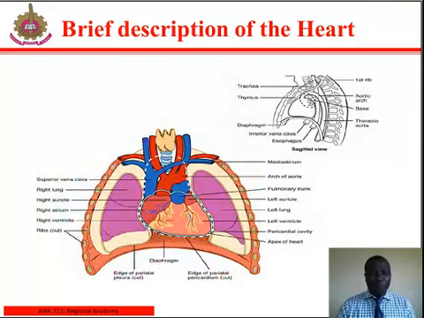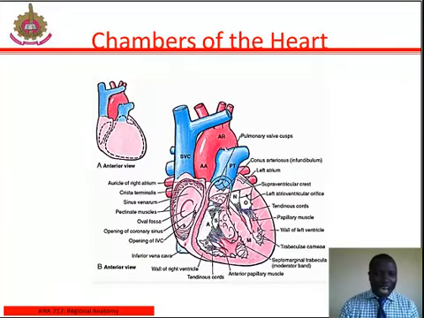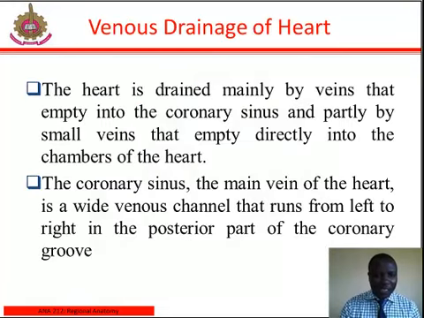Then we have the left pulmonary surface, which consists mainly of the left ventricle. It forms the cardiac impression of the left lung. Then we have the right pulmonary surface, which is formed mainly by the right atrium, and the blood supply to the heart is through the right and left coronary arteries. Those are the chambers of the heart you are seeing on the slide.